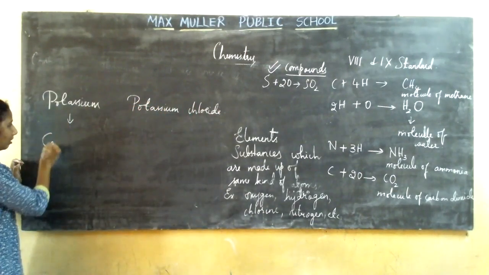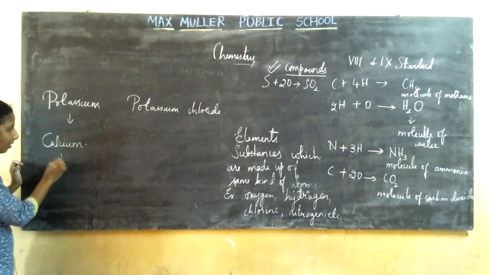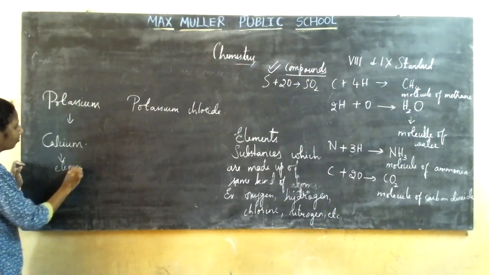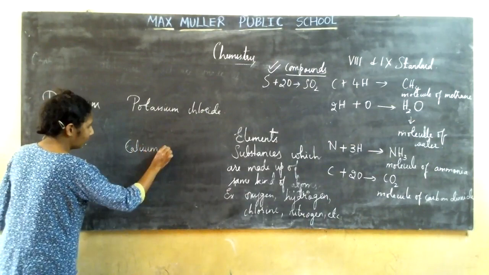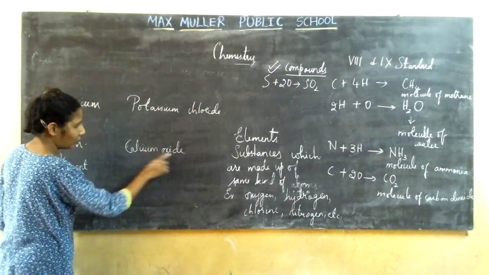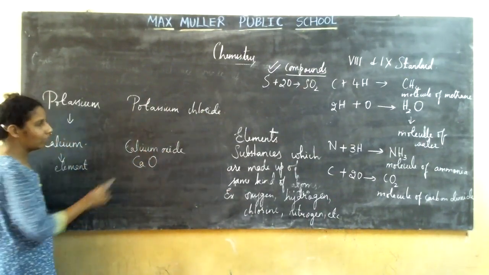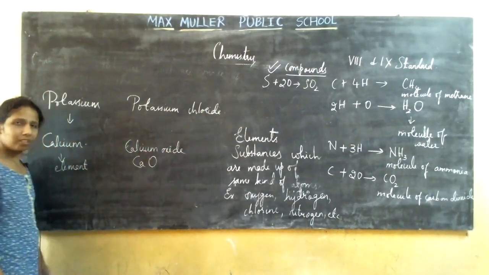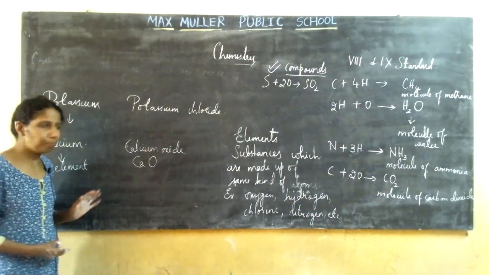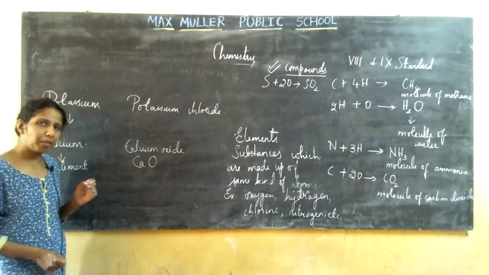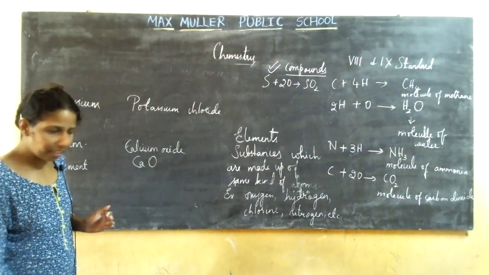Simply calcium. Calcium is an element. Calcium oxide is made up of calcium and oxygen. It is an example of a compound. I hope just by seeing them you should be able to say whether it is an element or a compound. Elements are substances which are made up of the same kinds of atoms, and compounds are substances which are made up of different kinds of atoms.